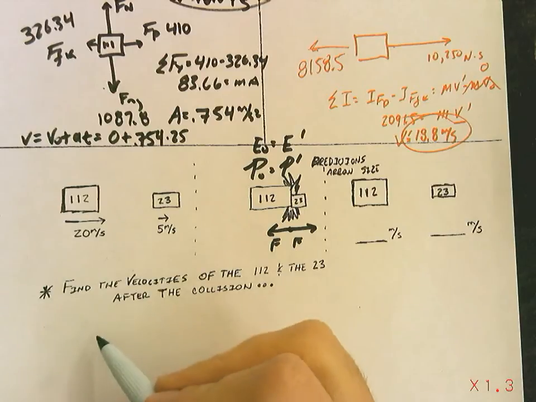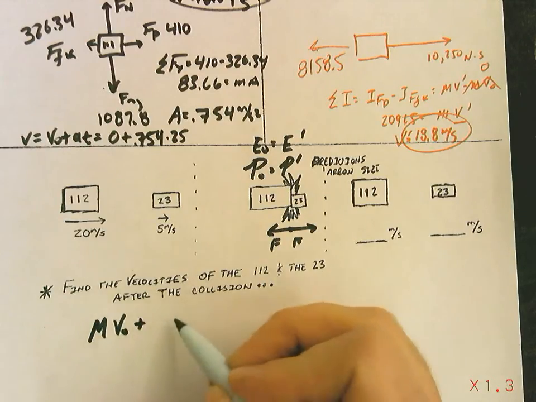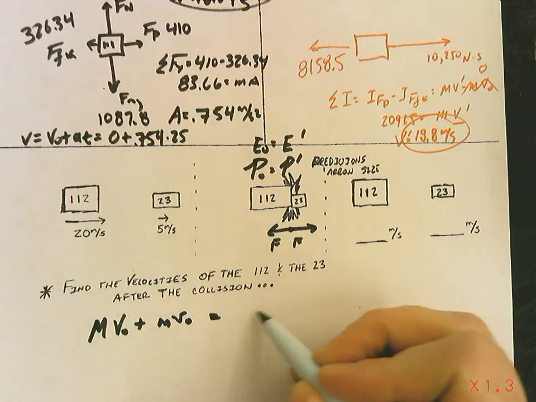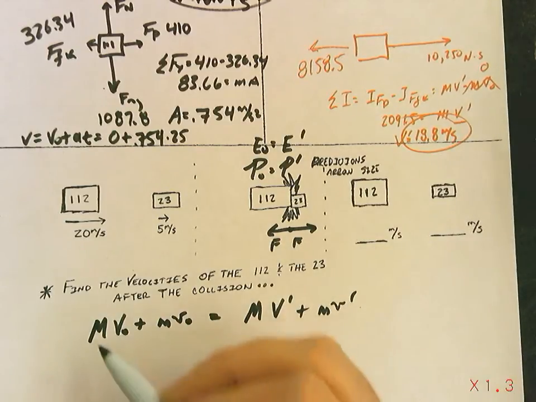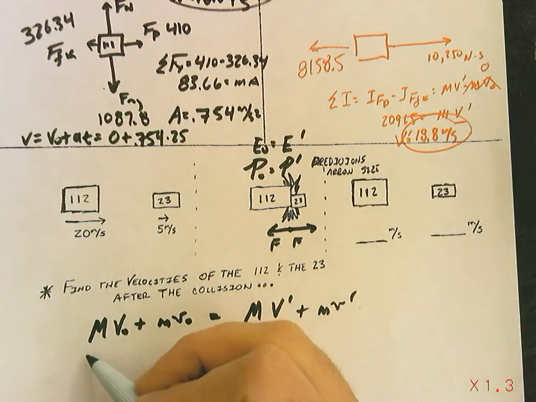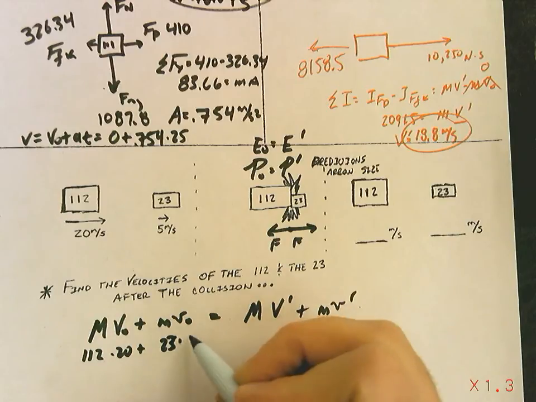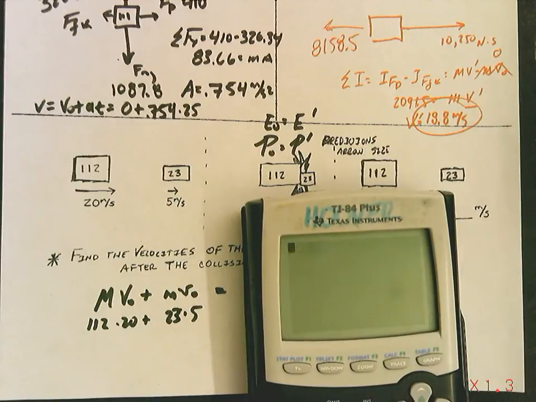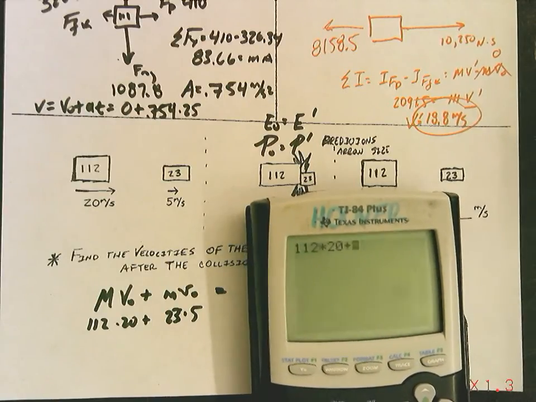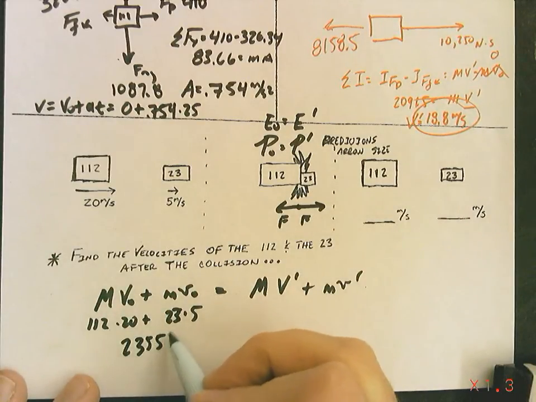So we start by just writing out the conservation of momentum equation. So we'd have big M times big V naught plus little m times little v naught equals big M times big V prime plus little m times little v prime. So we end up with this equation right here. This is the beginning. Put in what we can, 112 times 20 plus 23 times 5. So we'll simplify this. So the total momentum before is 2355, which is an important number.